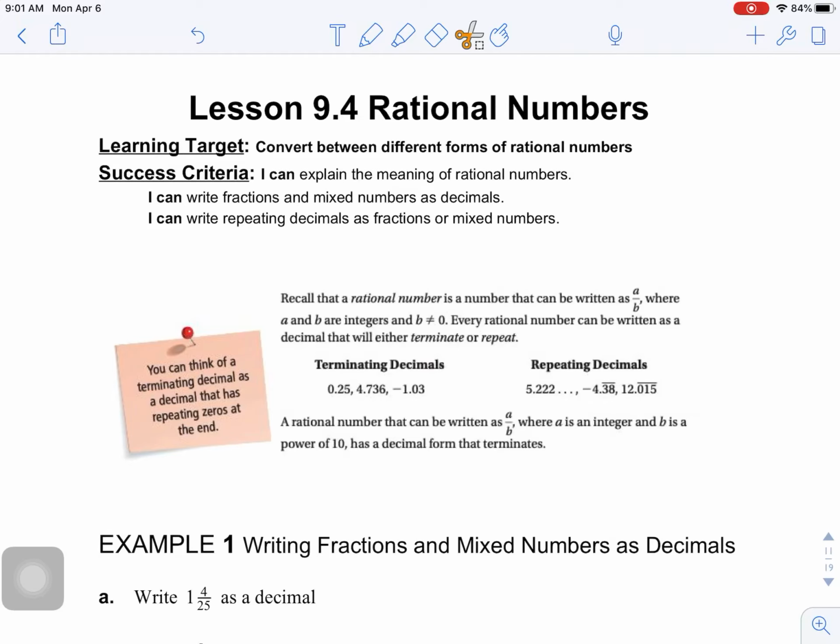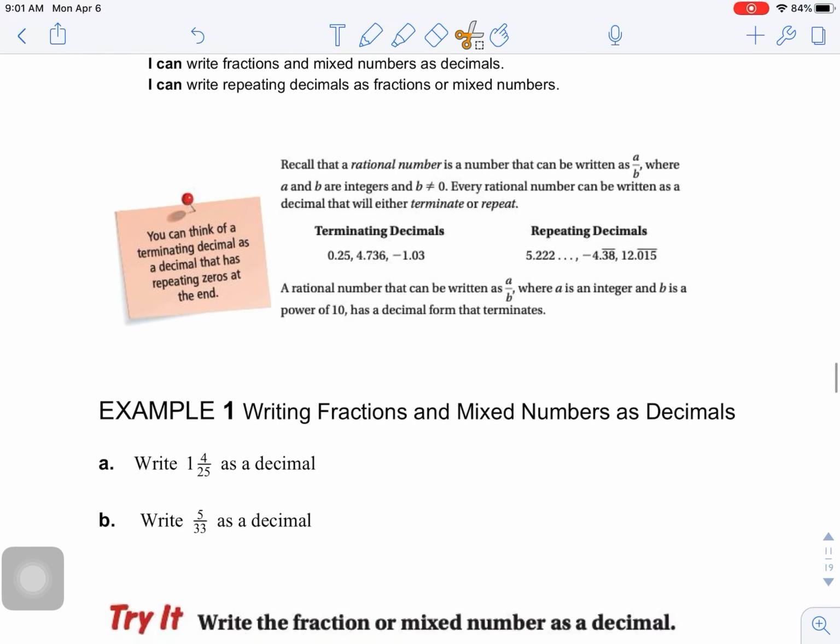All right, today we are looking at lesson 9.4, rational numbers. So our learning target today is to be able to convert between different forms of rational numbers. I can explain the meaning of a rational number, I can write fractions and mixed numbers as decimals, and I can write repeating decimals as fractions or mixed numbers.